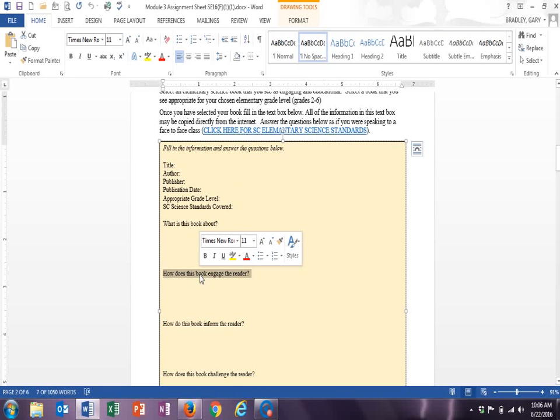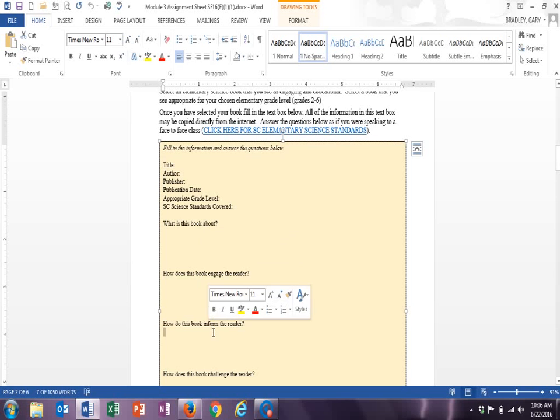How does this book engage the reader? What is it that's making this book interesting? How does it inform the reader? Okay, so engagement is like, what are the pictures?